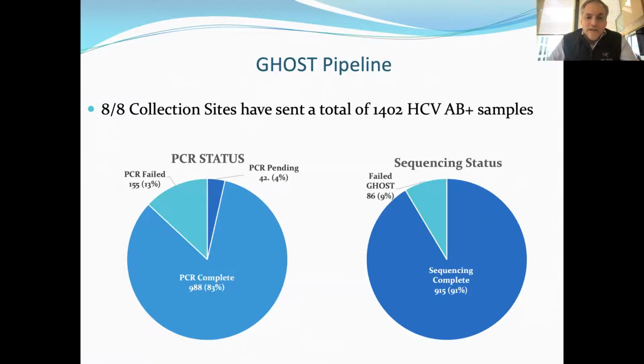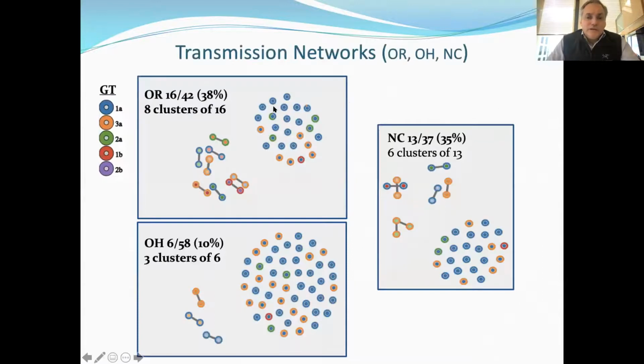So again, even there on the ground, our ability to distinguish between an antibody positive and an active RNA positive sample in real time is still a barrier. But we were able to amplify well over 90% of those, and they were able to pass the metrics in terms of robust sequence data that was needed for the downstream GHOST portal. So what does that data look like?